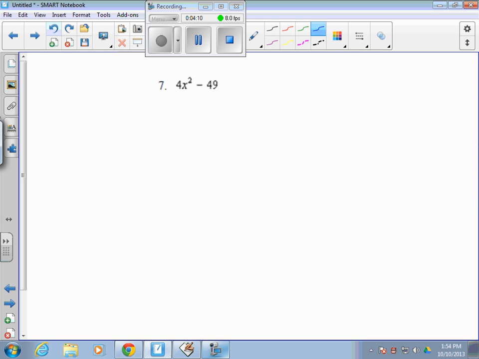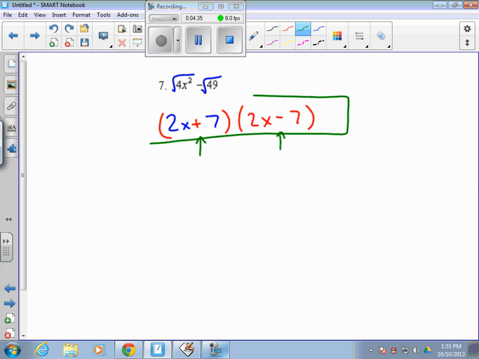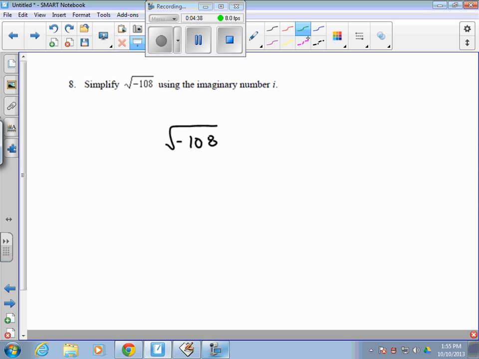Number 7 says 4x squared minus 49. Now this one is different because it's the difference of two perfect squares. Again, the square root of this is 2x, and the square root of this is 7, but it's the difference of two perfect squares. So it's 2x plus 7 times 2x minus 7. That's the difference because one's plus and one's minus when you're talking about the difference of two perfect squares. Number 8 says simplify the square root of negative 108 using the imaginary number i.